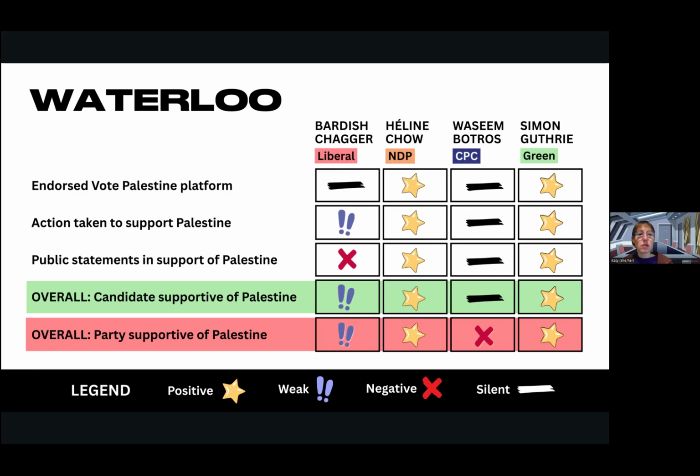Okay, and Waterloo is our last scorecard. Here you'll see that the Green and the NDP candidates have been quite strong. And here's an example where we have two candidates who don't hold public office who have taken positive actions to support Palestine. So, for example, Helene Chow, she shows up at events. She was at our teach-in last week. She's been to events making signs that can go to rallies.